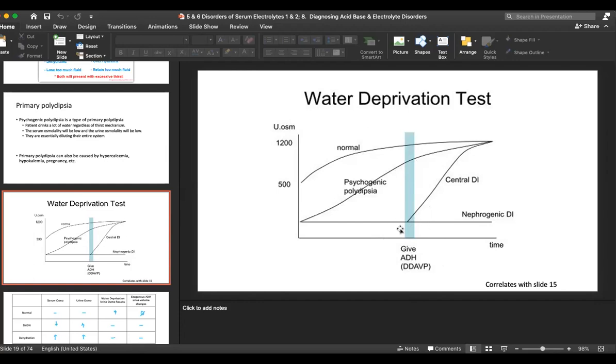At that point, you can distinguish between central diabetes insipidus and nephrogenic. Remember, nephrogenic is a problem with our receptors. We have enough ADH, so their osmolality is not going to change. They're still going to be really dilute. With central DI, you've literally fixed their problem. They didn't have any ADH to begin with, so now the osmolality of their urine is going to go up. Now they can concentrate their urine. So now you've got a test.